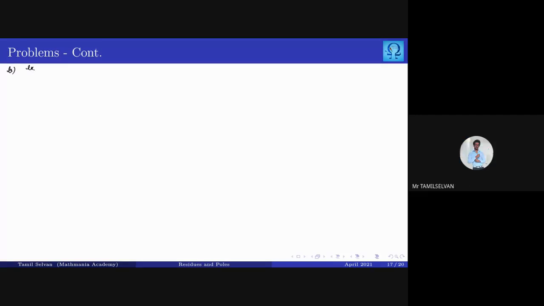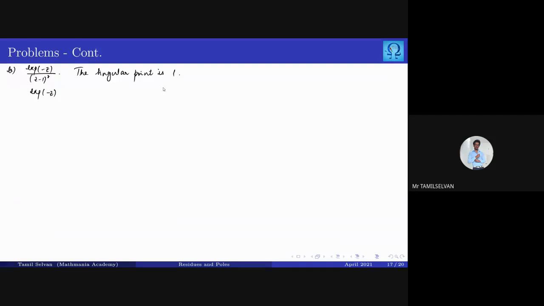Here the problem is exponential of minus z upon z minus 1 squared. Here the singular point is 1. 1 is the only point of singularity. Since the singular point is 1, we will have to expand this about 1.